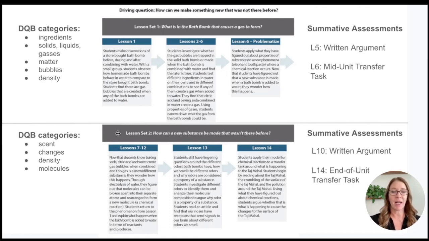Now, the second lesson set is about how can a new substance be made that wasn't there before. Now, this second lesson set is all about chemical reactions and how those chemical reactions make molecules break apart and then they rearrange to form new molecules, and those are the products of the chemical reaction. So we're going to develop those science ideas in lesson set 2. There is a written argument again in lesson 10, and then an end of unit transfer task about the Taj Mahal in lesson 14. So those are your real big summative assessment opportunities.